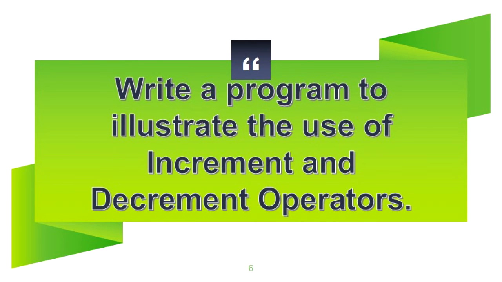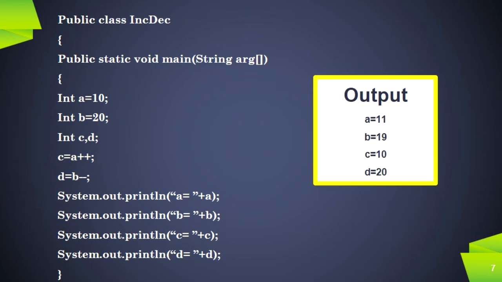Write a program to illustrate the use of increment and decrement operators. So in this program, the class name is incdec. It is nothing but increment and decrement. I have written it in short, open flower bracket. So public static void main string arguments. So again open flower bracket for the body. So here I am using the data type int and the variable a is equal to 10, where equal to is the assignment operator and 10 is the value. So totally int a is equal to 10.